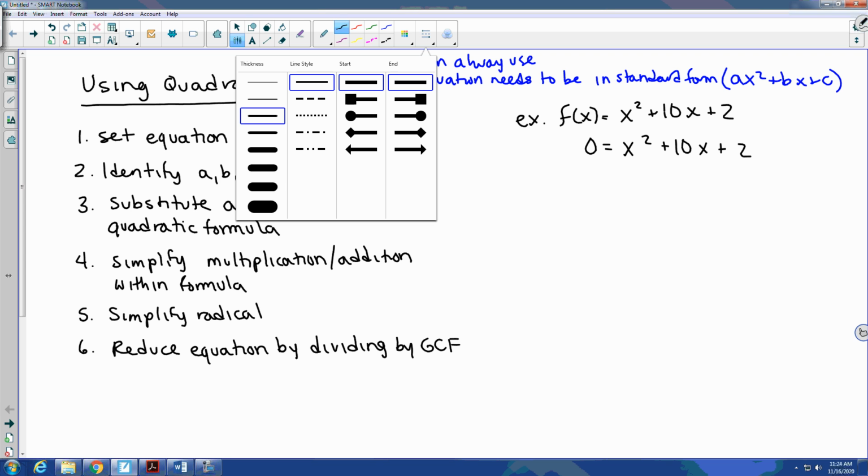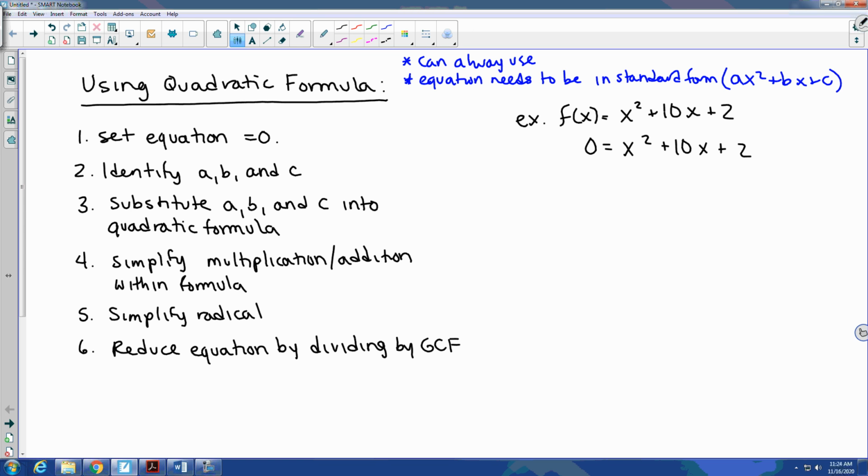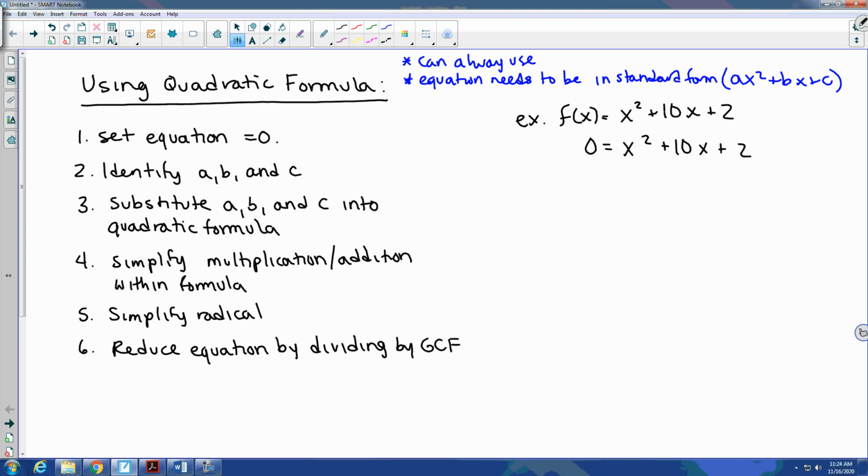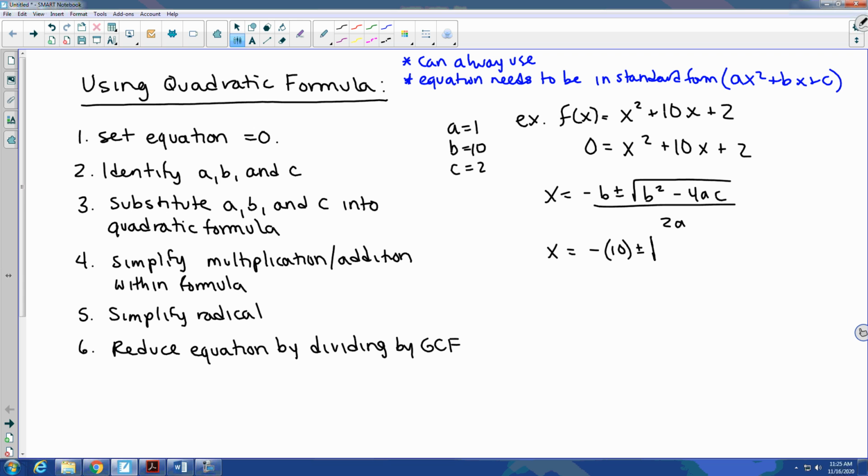Once we have the equation set equal to 0, then we can properly identify a, b, and c. If it's not set equal to 0, then you're going to misidentify them. So in this case, drawing parallels to the standard form, we can see that a is 1, b is equal to 10, and c is equal to 2. Now, once we've done that, we can substitute those values into their respective locations in the quadratic formula. The quadratic formula, as a reminder, is negative b plus or minus the square root of b squared minus 4ac, all over 2a. When we make the substitution, I suggest you put the values in parentheses to avoid arithmetic error.